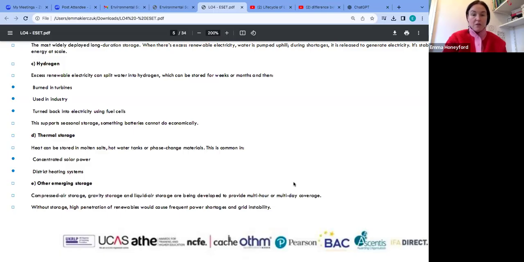Without storage, high penetration of renewables would cause frequent power shortages and grid instability. As I mentioned in the last session, for the UK, the energy mix is at around 50%. We use 50% renewable energy, but we know that we can't use that solely. So this is why we really need to look at how we can continue to store excess energy for the future, to be able to stop reliance on fossil fuels and therefore reduce our greenhouse gases, which contribute to climate change.